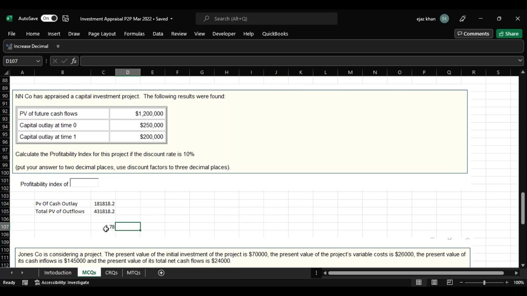What does this tell us? This tells us that if we invest $1 today, we will be getting $2.78 of cash inflow in present value terms if we go for this project. The present value of our cash inflows will be 2.78 times whatever we are investing today. The other way of calculating is to find out the NPV first.